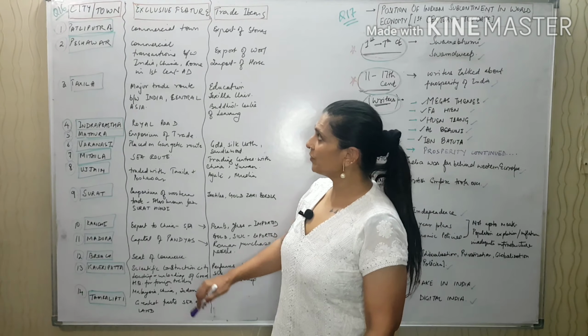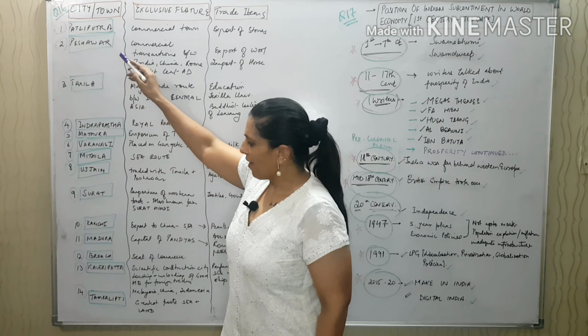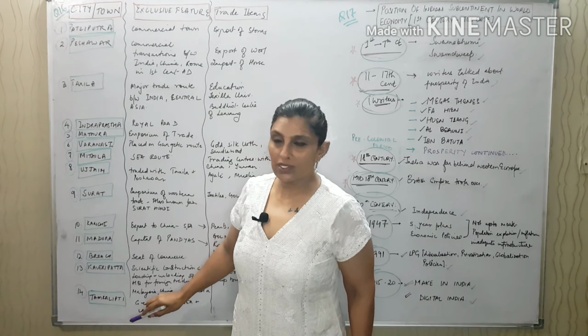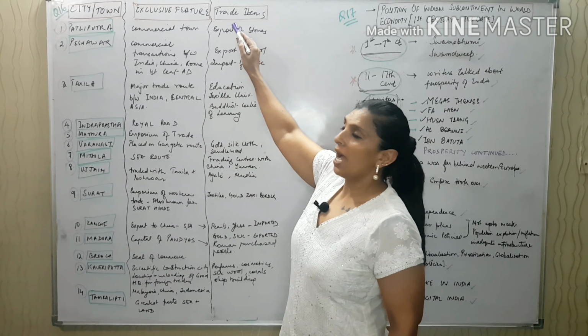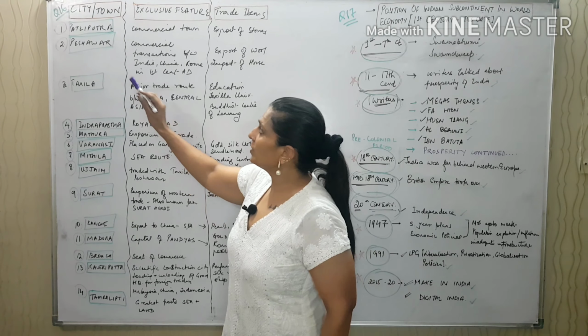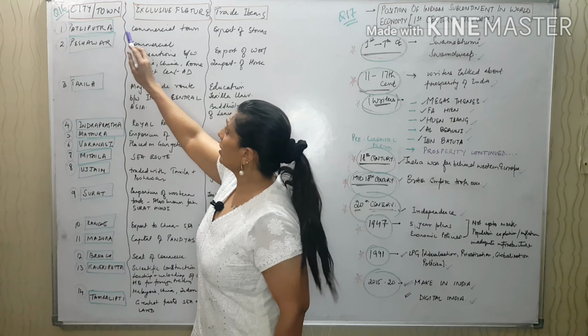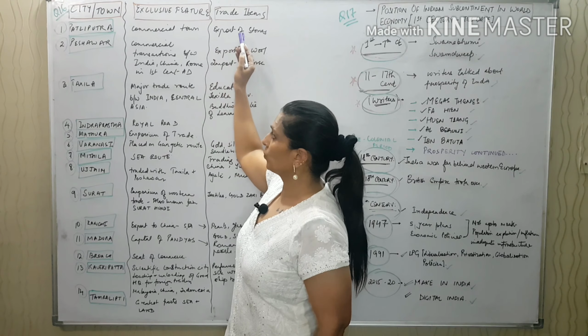Okay, next we come to question number 16. The question number 16 talks about various cities and towns, what exclusive feature they had, what they performed at that time, and the trade items, whether they were exported or imported. So first we start with Patliputra. It was a commercial town and there was more of export of stones.